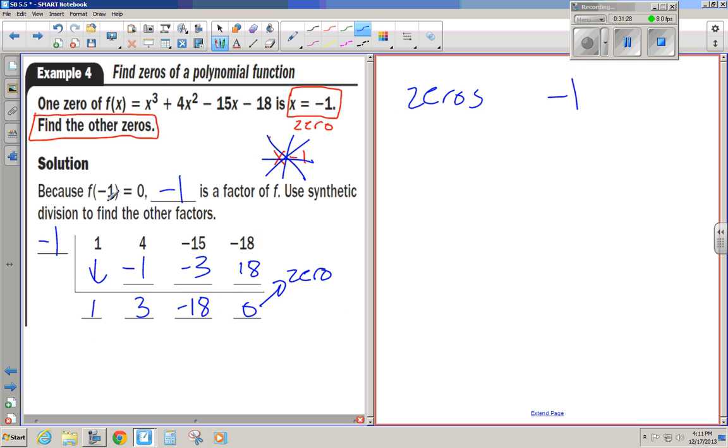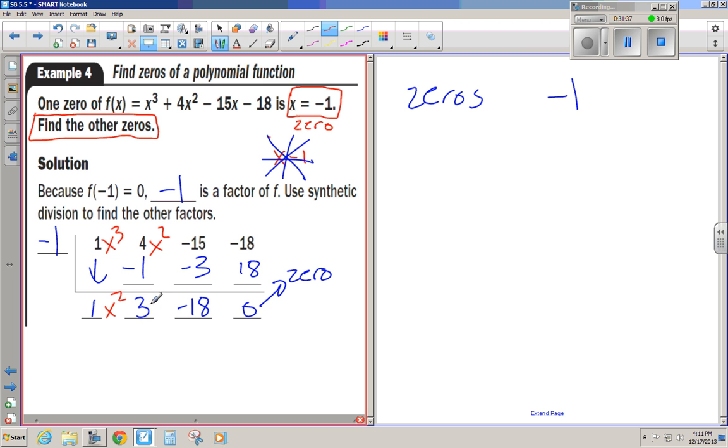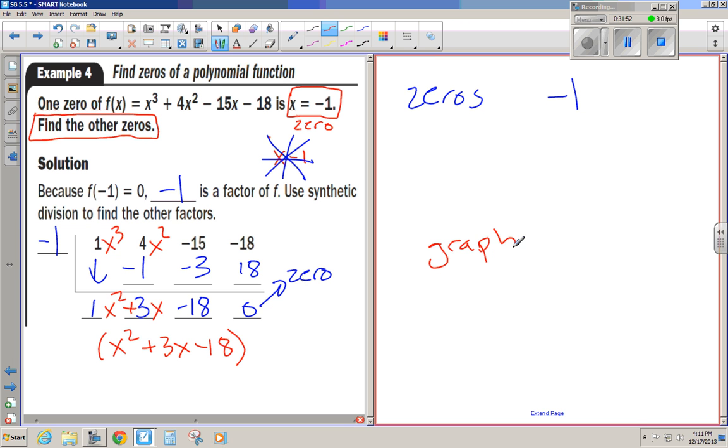Now, as before, an x cubed becomes an x squared. A 4x squared becomes a 3x. And now you have to find the rest of the zeros for x squared plus 3x minus 18. When you're looking for zeros, we know how to find zeros using a graph, using factoring, using the quad formula, using completing the square. So there are a lot of ways we can solve this.